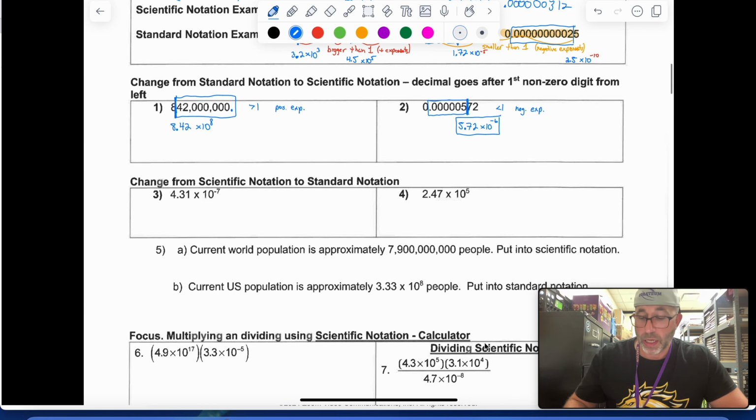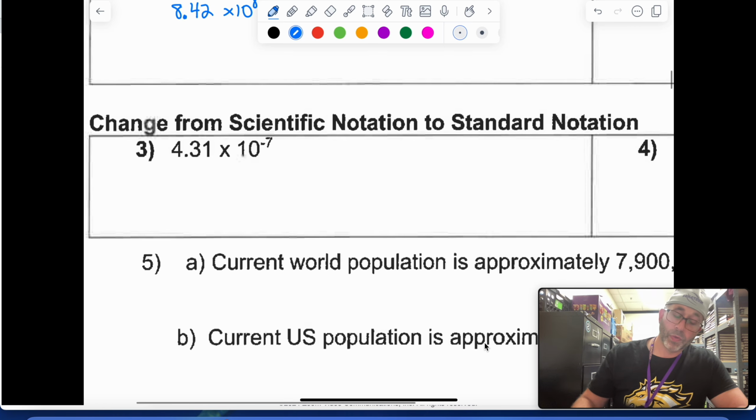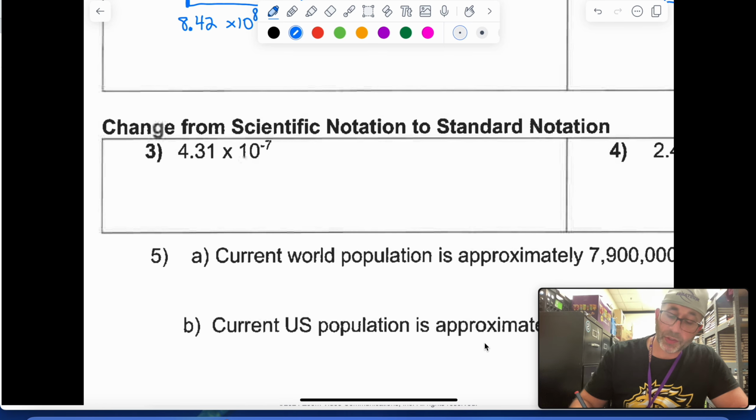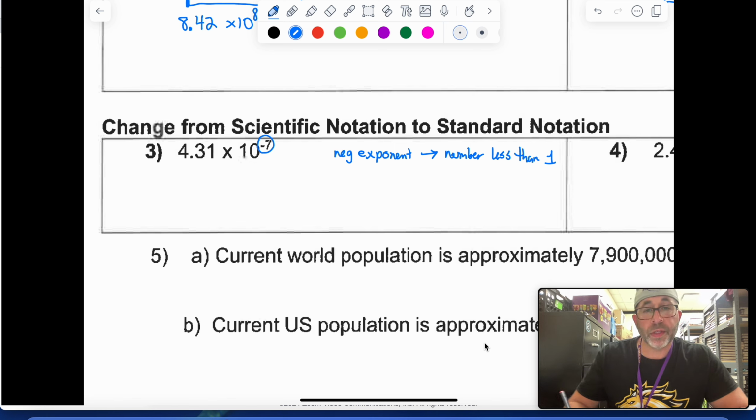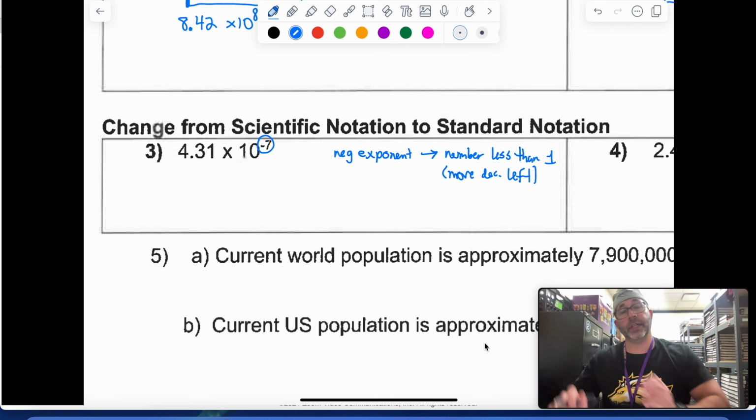Okay. All right, next, let's go ahead and convert from scientific to standard. So when we look at this, because it's a negative exponent, it means we'll have a number less than 1. So what this means is that because it's going to be less than 1, we're going to move the decimal left. Okay? Left is going to make it less than 1.